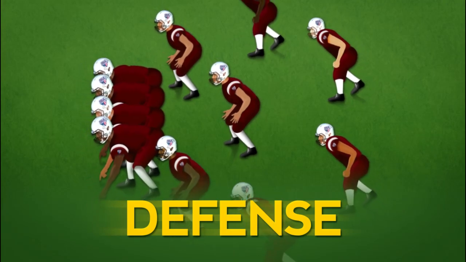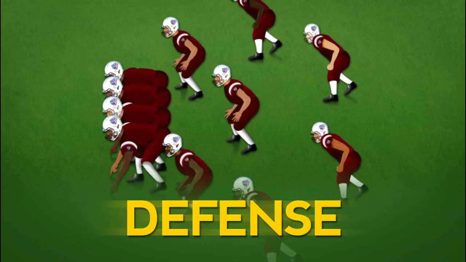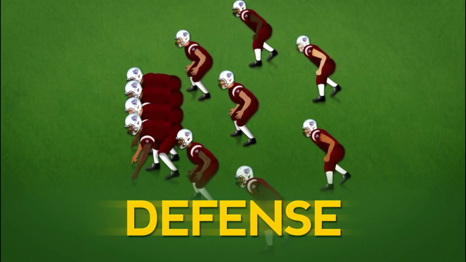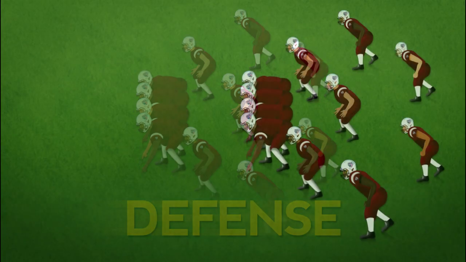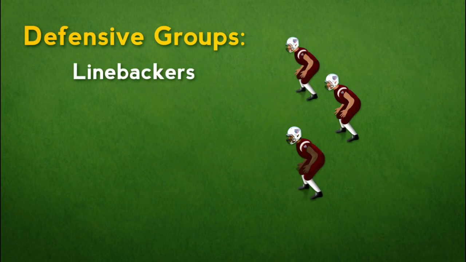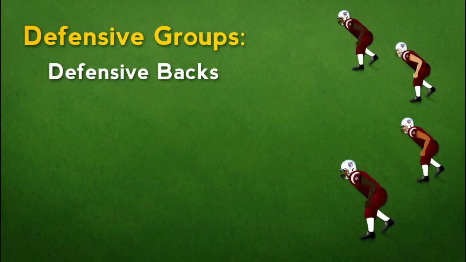The defense segment of the football team is further divided into three main groups, with specific positions within each group. The three major groupings for the defense are the defensive line, linebackers, and defensive backs.